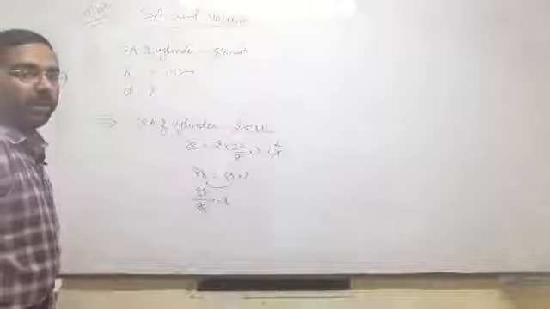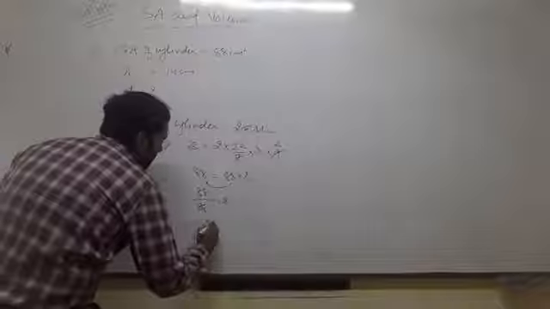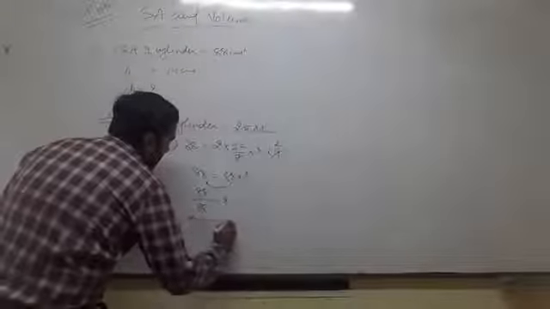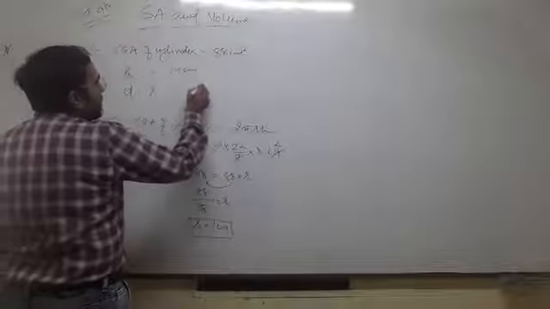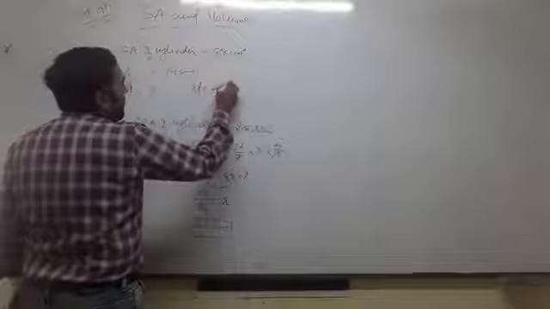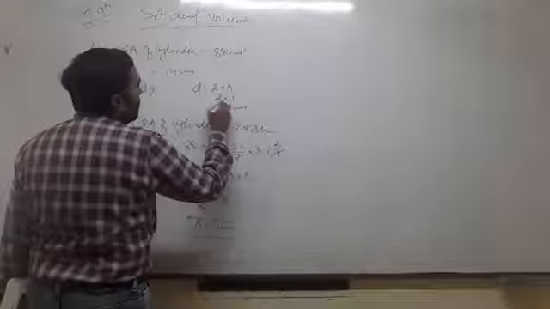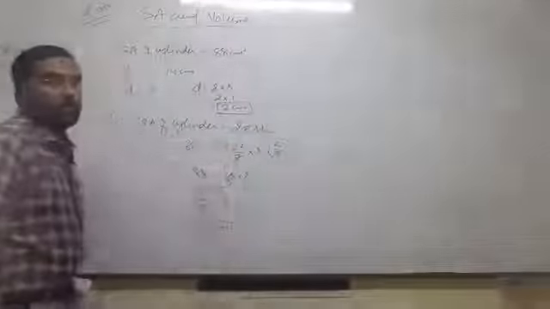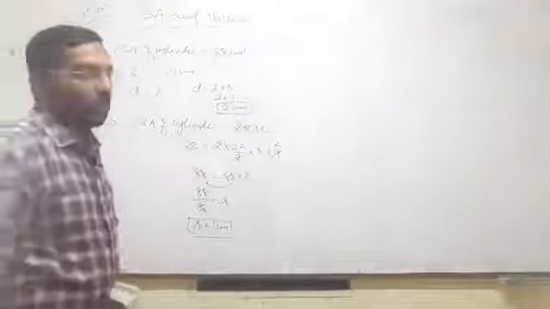Okay, so the radius of the cylinder is 1 centimeter. Therefore my diameter is 2 times the radius. Therefore 2 into 1, that is 2 centimeter. Okay, clear that? Now moving on to the next question.